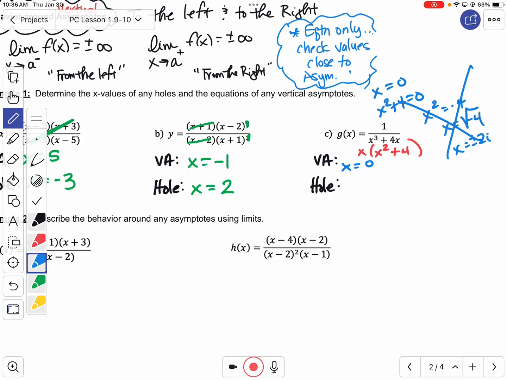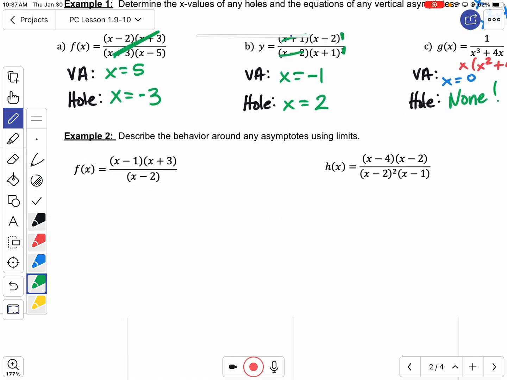Do we have any holes on this one? No. All right, we don't have any repeated factors, so we would say none. Okay, which is nice. All right. What questions do you have about that? Just be careful with your factoring. All right, be careful with your factoring. Okay. All right, let's look at the next one.